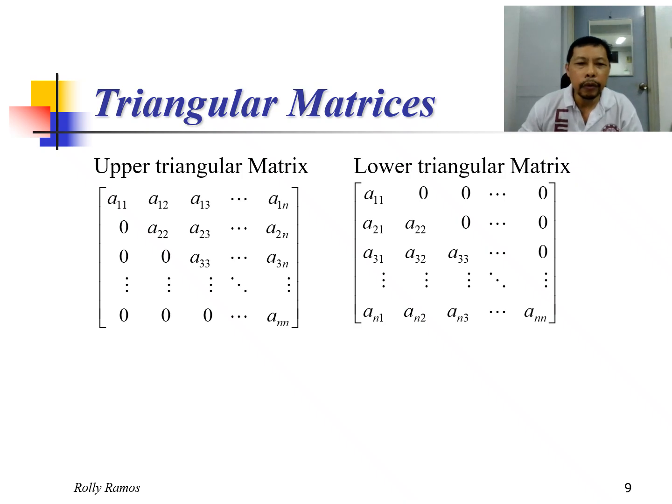So just a review, we know that an upper triangular matrix is a matrix whose elements below the main diagonal are all zeros. Okay? All elements below this main diagonal are all zeros, and that is called an upper triangular matrix. While a matrix whose elements above the main diagonal are all zeros is called a lower triangular matrix. Okay.